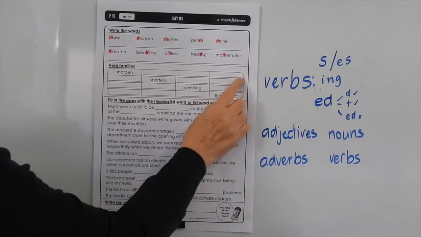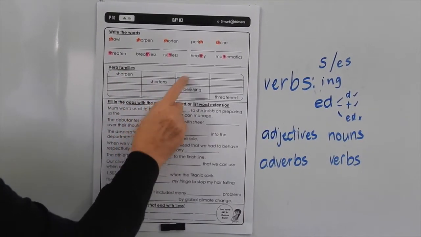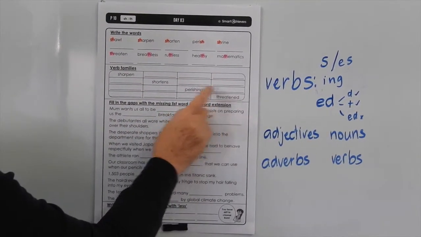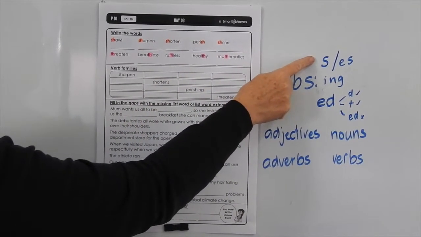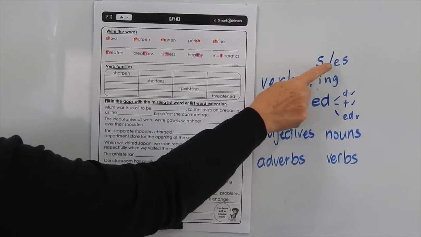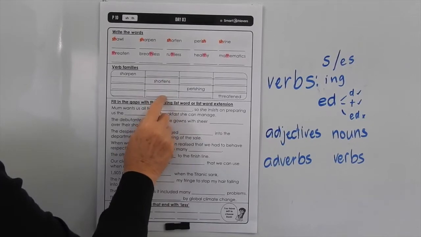Now in this section here we're doing verb families, which you should know by now. We've got base word, adding the s, adding the ing, adding the ed. Now here, if you hear s, you know to write s, and if you hear iz, you know to write es. So just be careful because that will apply here.